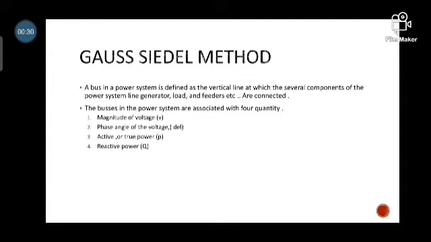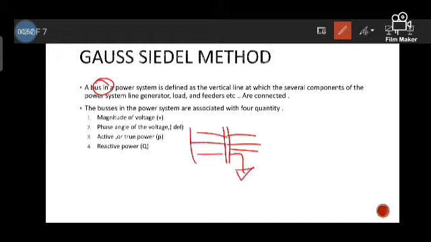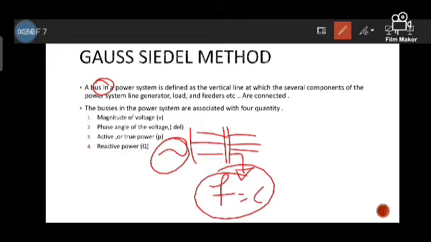Before going to our Gauss-Seidel method, let's know about our bus. What is a bus? A bus is a network that contains a number of transmission lines, with a number of loads and feeders connected to one bus. Here the frequency remains constant, as I already said in the previous lecture.